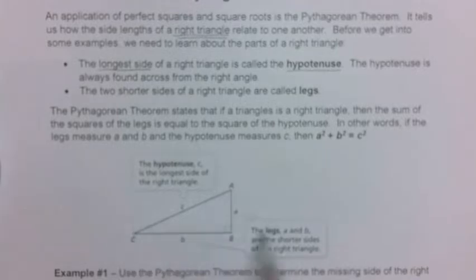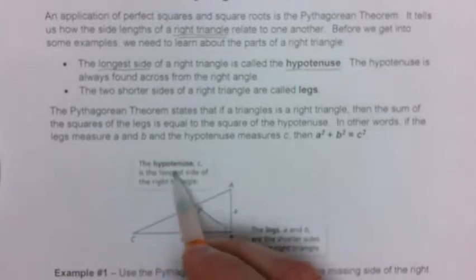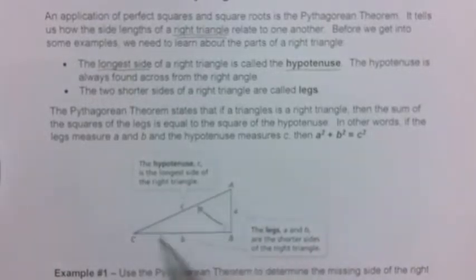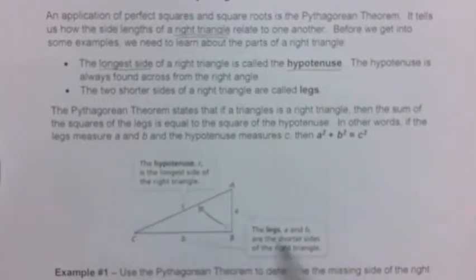So if we look at this right triangle down here, here's the right angle. Across from the right angle is the longest side. And again, we call that the hypotenuse. The other two sides here that are labeled A and B are called the legs. They're the two shorter sides of the right triangle.